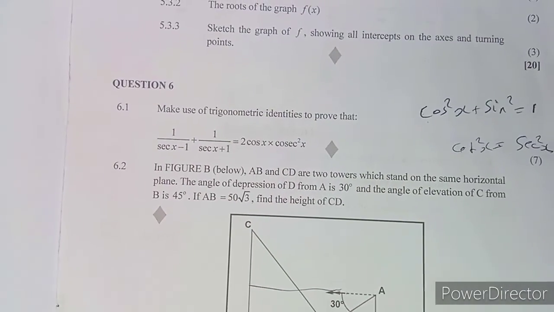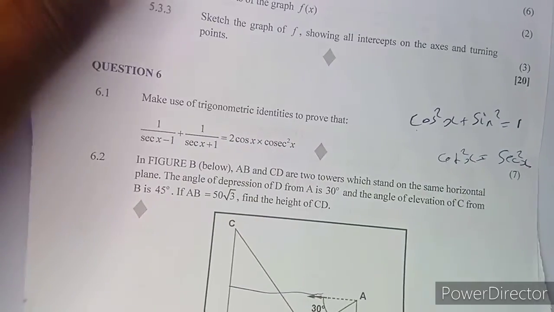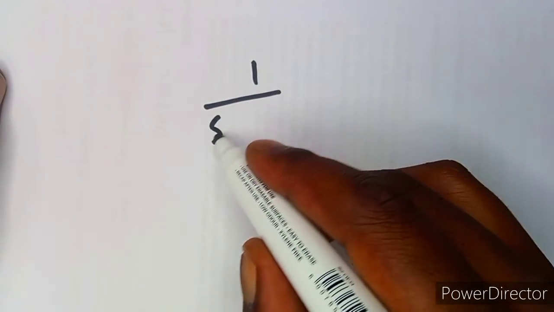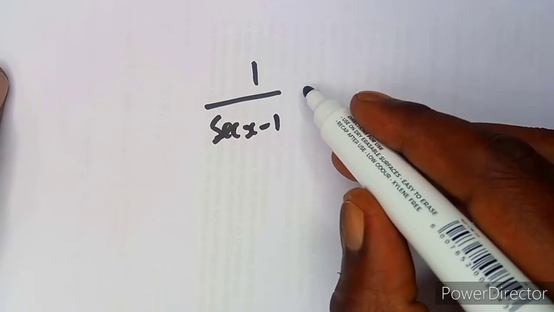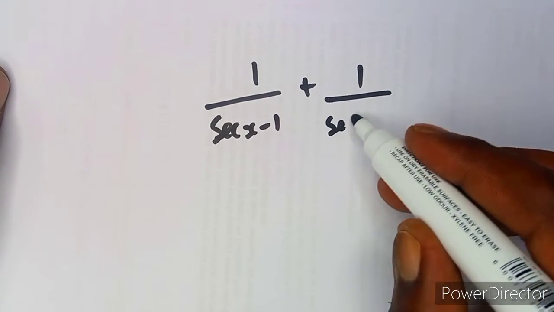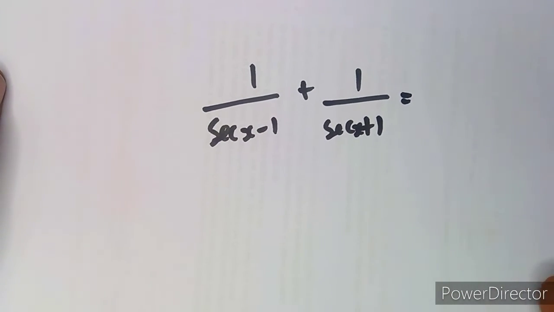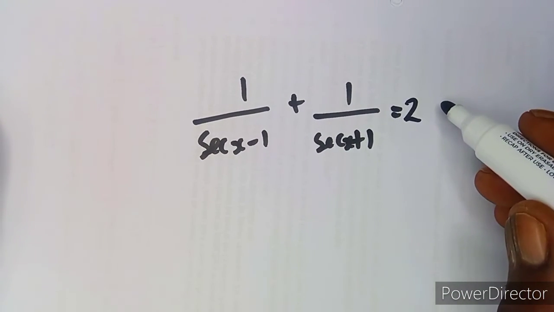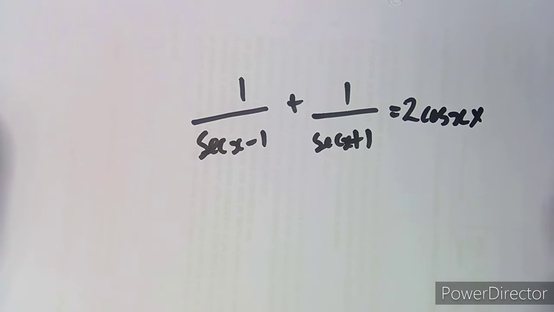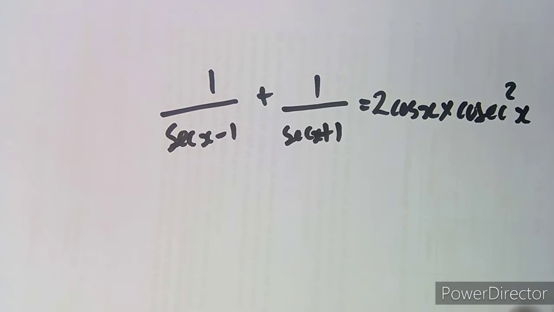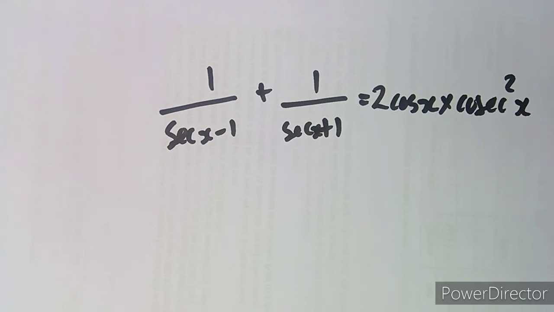Then on number 6.1 there, we are given to make use of trigonometric identities to prove that. Okay, let me just write that identity so that we can work it together. It can be easier that way. We are given 1 over sec x minus 1 plus 1 over sec x plus 1, equivalent to 2 cos x times cos x squared.